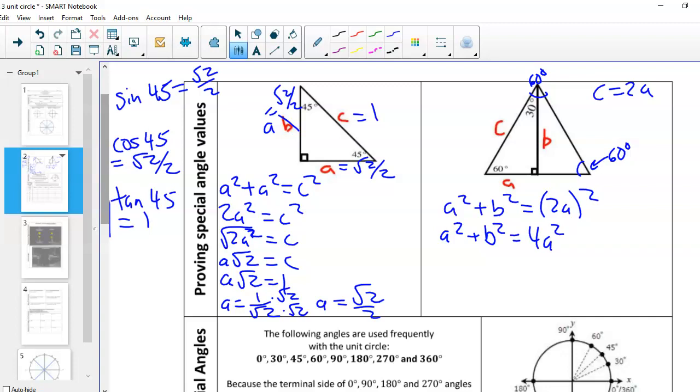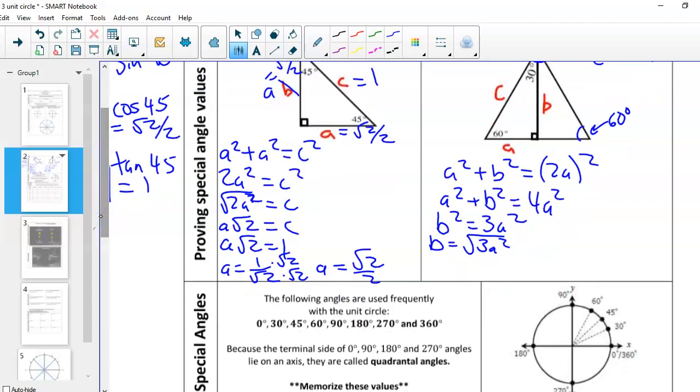So now again, I can combine my a's. And let's say I wanted to solve for b. I would do that by doing what? Taking the square root again. Just like in the first triangle, the 3 is going to end up underneath the square root. So I can say b is a times the square root of 3.